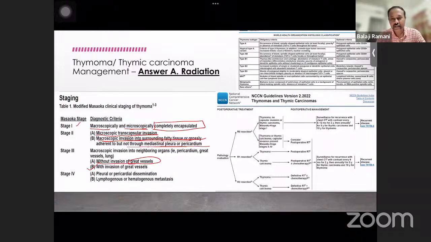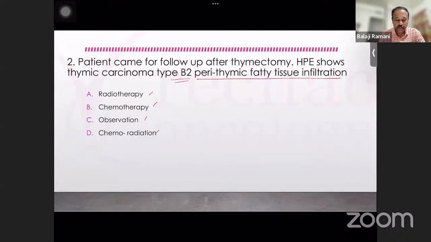Then, of course, you have disseminated disease. When you have multiple pleural or pericardial nodules, that kind of thing, then you call it stage 4A disease, and distant metastasis and lymphatic metastasis become 4B disease. Now, whenever you have a thymic tumor where an R0 resection is done, if it is a thymoma with no capsular invasion, basically a stage 1 completely resected thymoma or thymic carcinoma, then you can just do surveillance alone. That is enough. On the other hand, if it is thymoma or thymic carcinoma where there is capsular invasion, putting it into stages 2 to 4, then we have to consider post-operative radiation therapy.